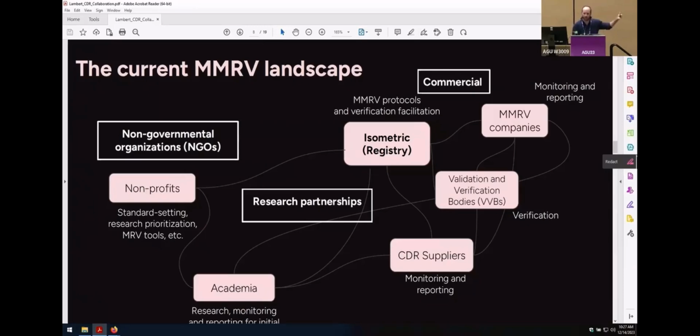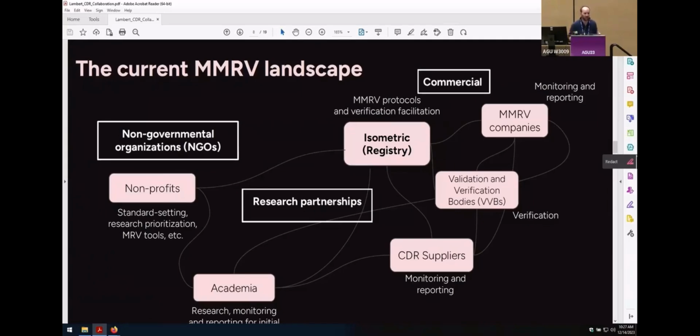And in between these MMRV companies and suppliers, you have these validation and verification bodies, these VVBs, that do exactly what they say they do. They verify that the carbon removed has actually been removed, but to do that, you need something to verify against. And so this is where Isometric comes in as a registry. We're writing these protocols which the VVBs can verify against, and we're facilitating this verification across the space.